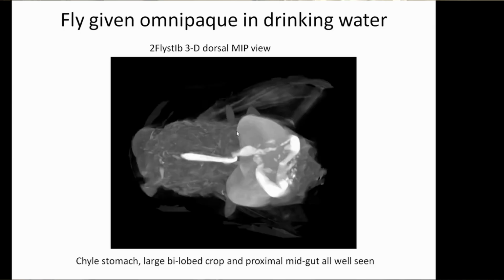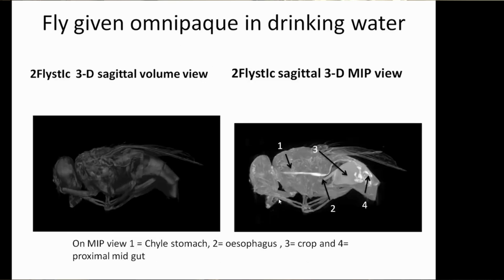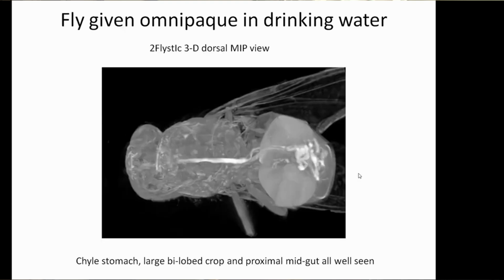So if you wonder why a fly regurgitates lots of fluid on top of your food, it's because it has this enormous crop which it fills with water. So here is the gastrointestinal tract being delineated by the iodinated dye, hence it being white. And these are other views from other angles.